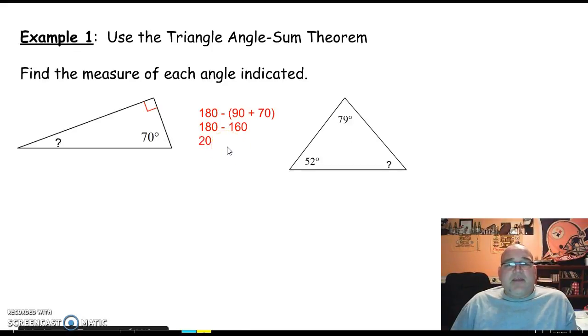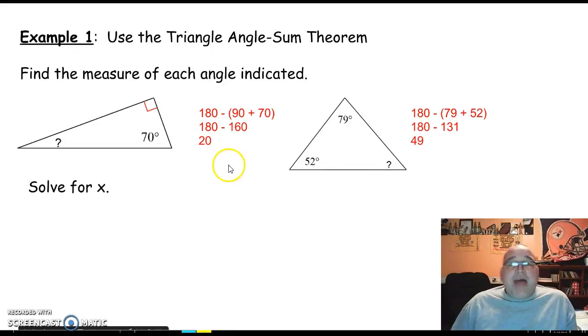Take a look at a second example of this. We know 2 of the 3, find the missing one. So again, it's 180 minus the sum of the 2 that we were given. 79 plus 52, that comes up to 131. 180 minus 131, this third angle is 49 degrees.